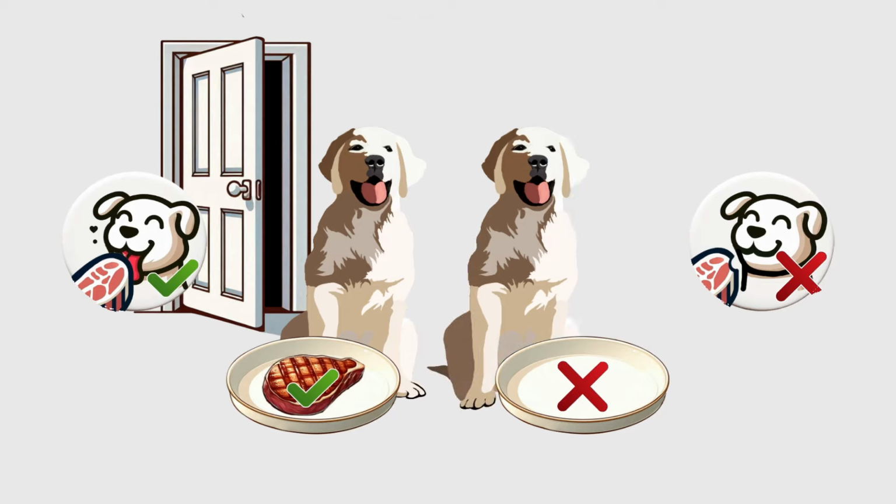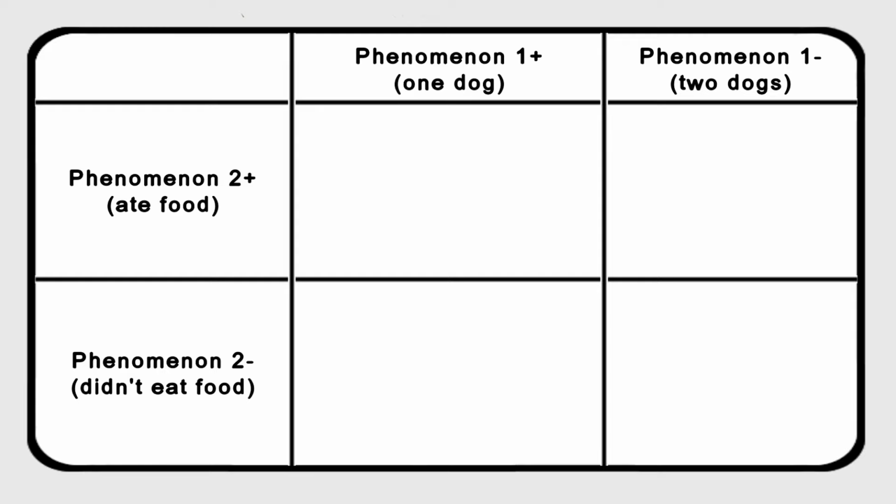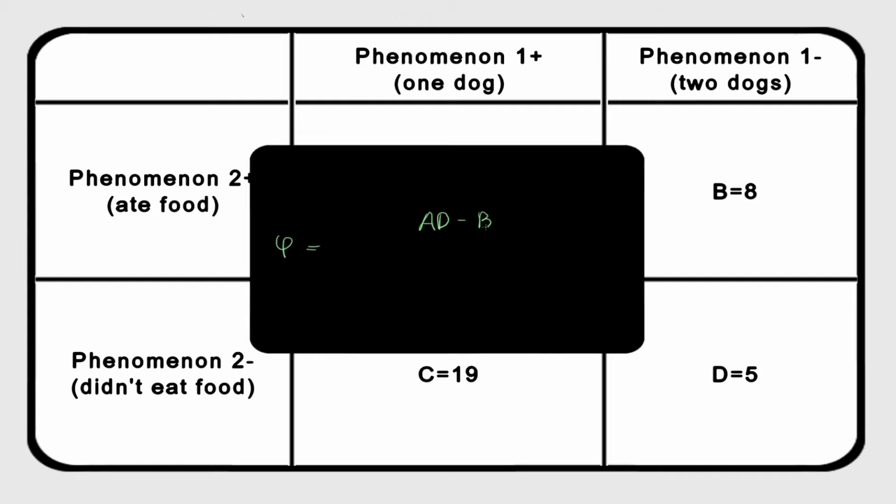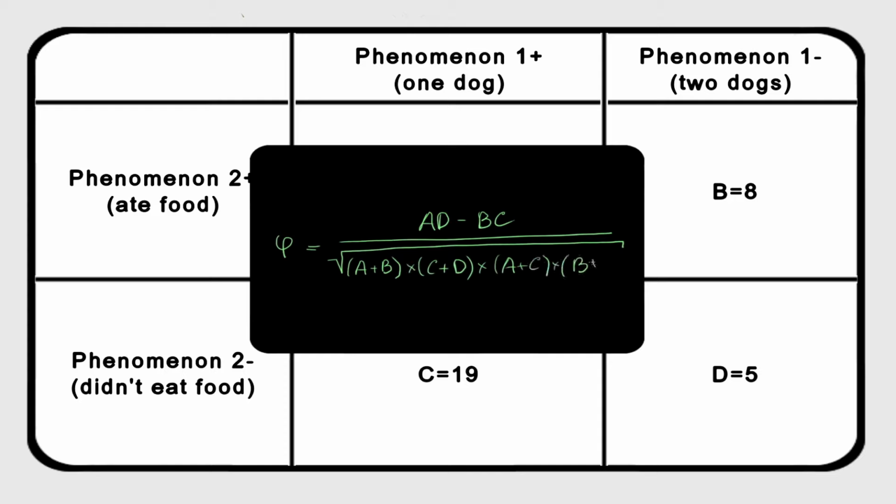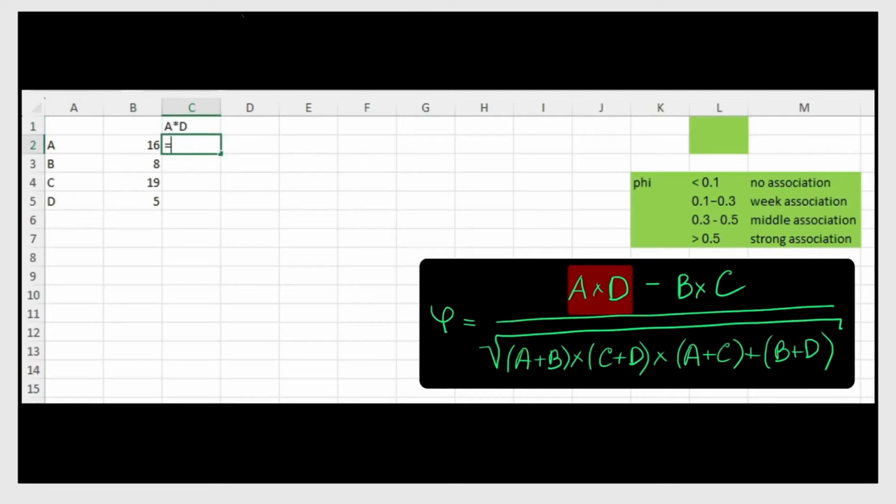For calculations, we will create a 4-field table. Although the answers yes and no are not numerical by themselves, we can count the number of these answers and enter them into the table. The phi coefficient of association is calculated using this formula. Let's calculate the results. If the association coefficient is less than 0.1, it means there is no association.